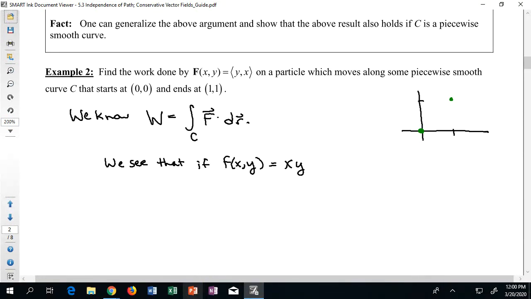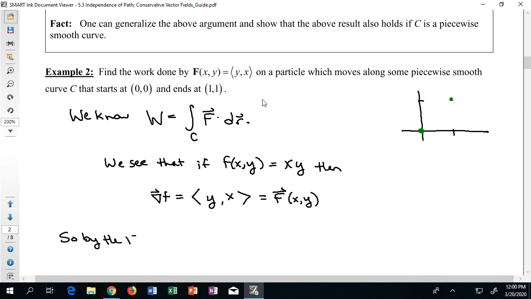And you can see why I've chosen this function, because if I select this, can you quickly determine for me what would be the gradient of f? So think, what would be its partial derivative with respect to x? It would be y. Partial derivative with respect to y? It would be x. And so this actually turns into my F function. So my gradient of f gives me exactly my capital F. So this means that now I have found a little f that works for my fundamental theorem.